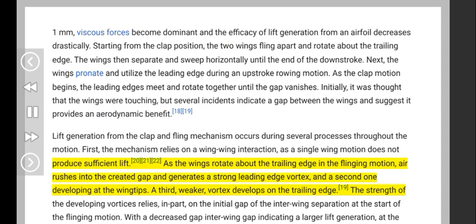As the wings rotate about the trailing edge in the flinging motion, air rushes into the created gap and generates a strong leading-edge vortex, and a second one developing at the wingtips. A third, weaker, vortex develops on the trailing edge.